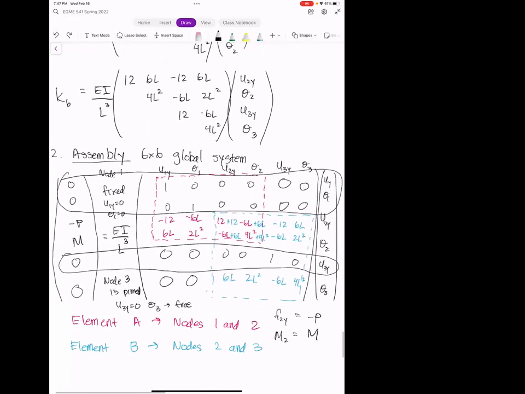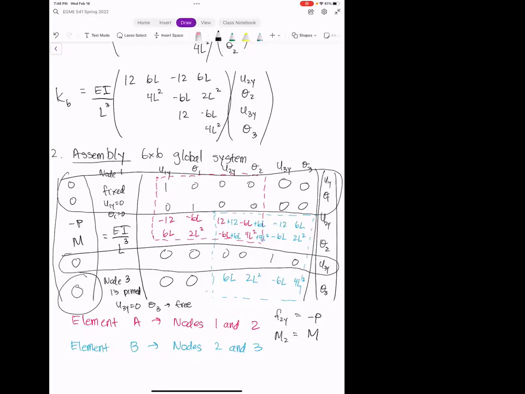Did you take out the moment at node 3? Yes, I did. I set that equal to 0. That's this one right here. I kind of took it out sneakily. So all we have is the force at node 2 and the moment, right? Exactly.